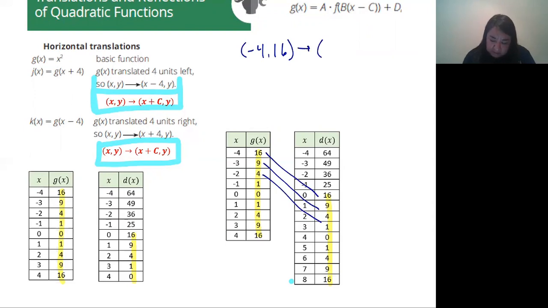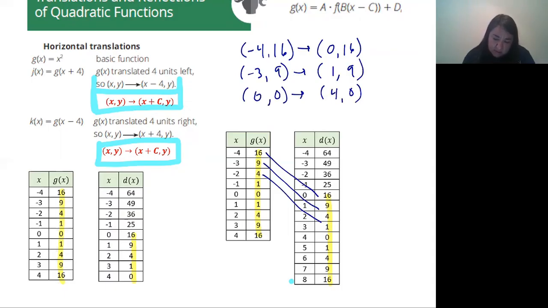Negative 4, 16 becomes 0, 16. Negative 3, 9 now becomes 1, 9. And if I did 0, 0, that now becomes 4, 0. So again, my x values are the ones that are changing, not my y values, and I can see that they've all increased by 4. So that's how we get our rule here.